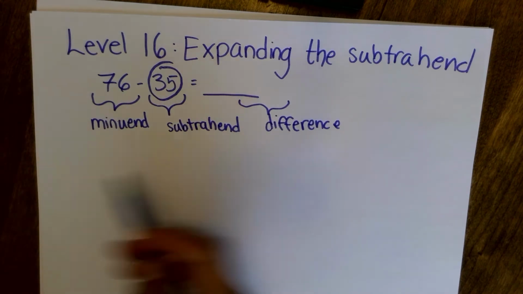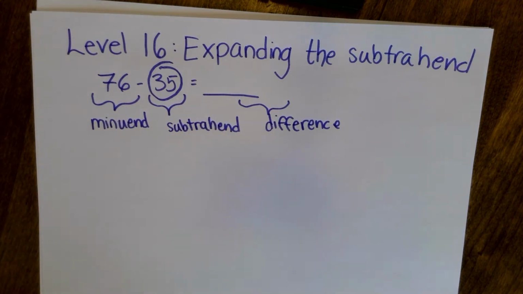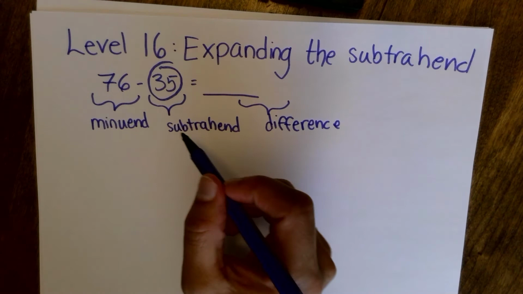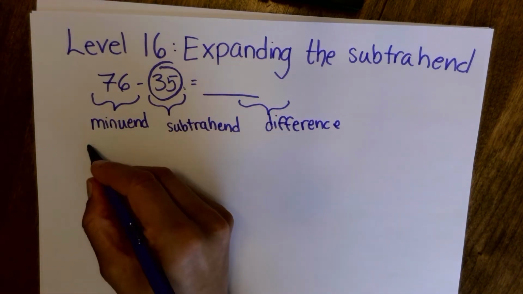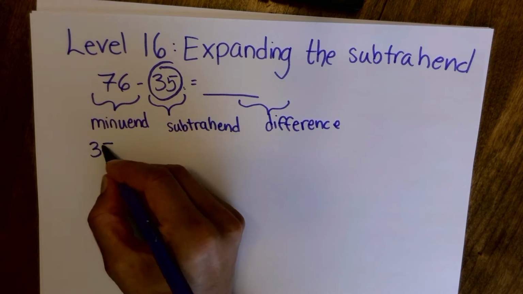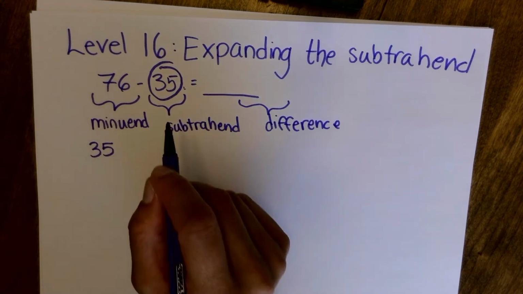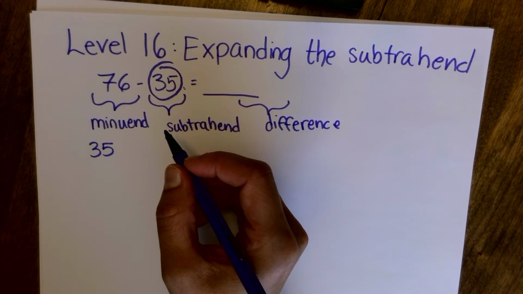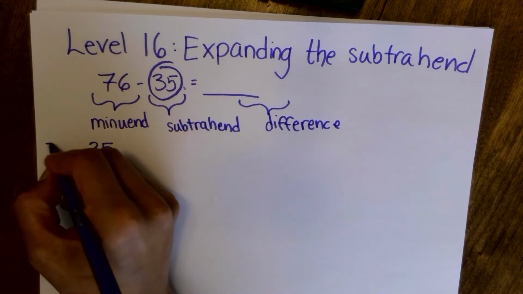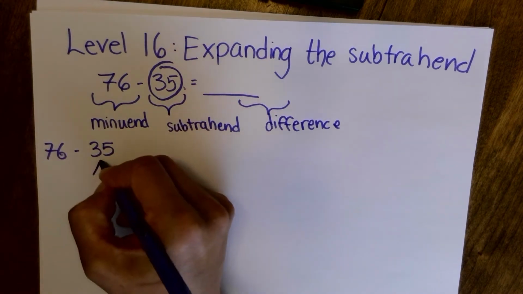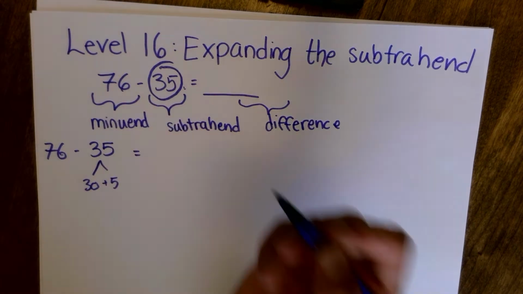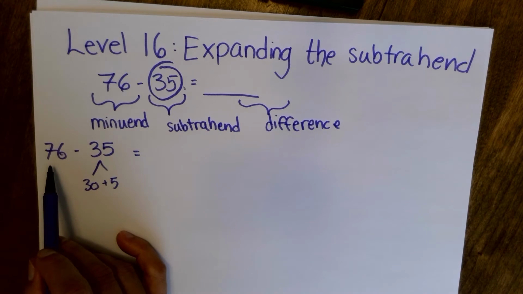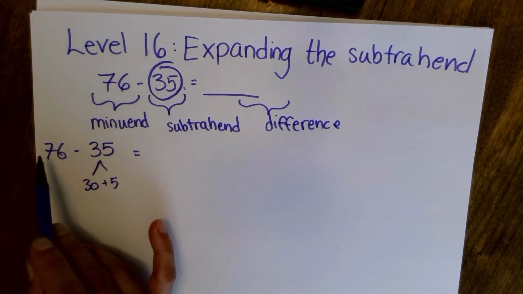So, well, let's look at this question then. 76 minus 35. So if I'm going to expand the subtrahend, that means that I take this 35 and I break it down into, let's see here, 76 minus 35. And break it into 30 and 5. So now I look at my 76 and I can take 30 away.